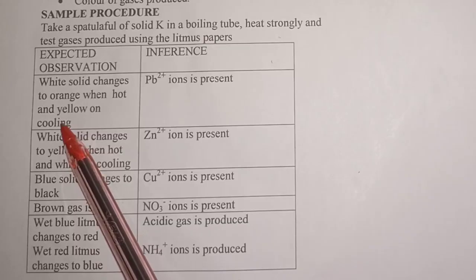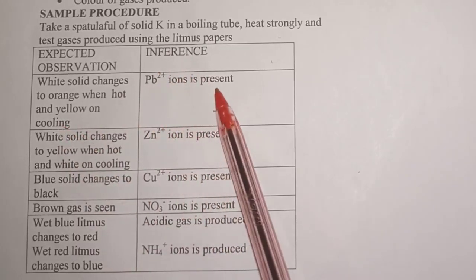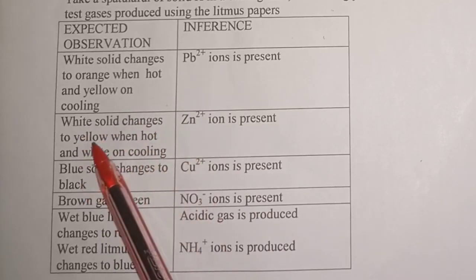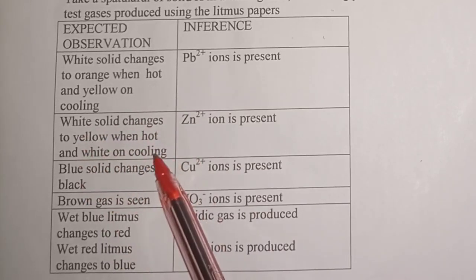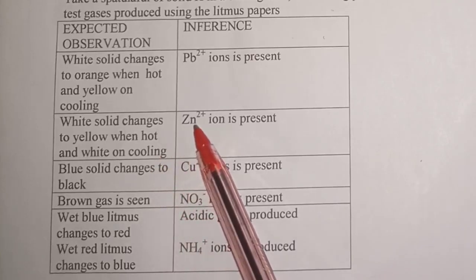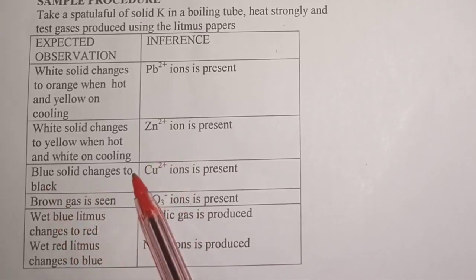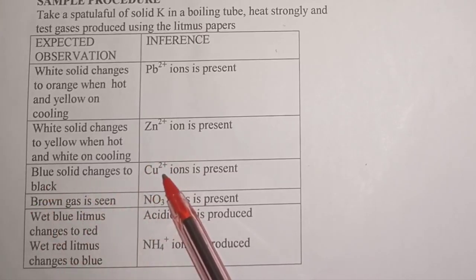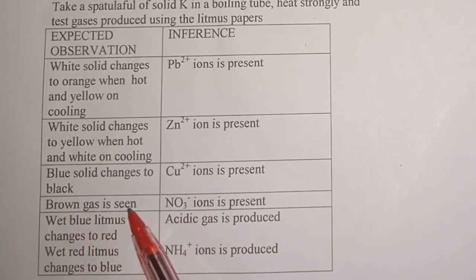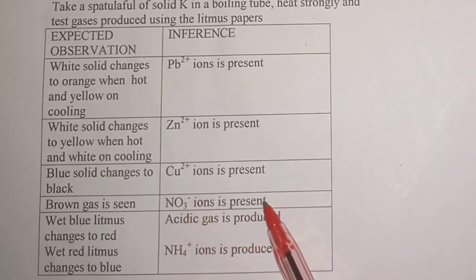So expected observation: if you get a white solid changing to orange when hot and yellow on cooling, then the inference is lead ions present. Or when you get a white solid changing to yellow when hot and white on cooling, then the cation present here is zinc ions. You get blue solid changes to black, the inference is copper 2 ions present. You observe brown gas produced, then the inference is nitrate ion present.